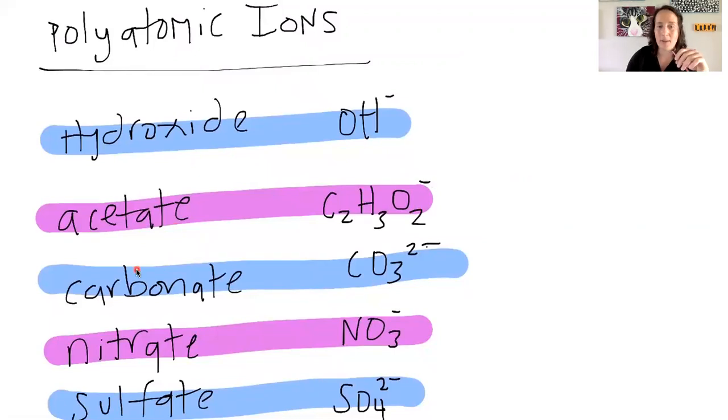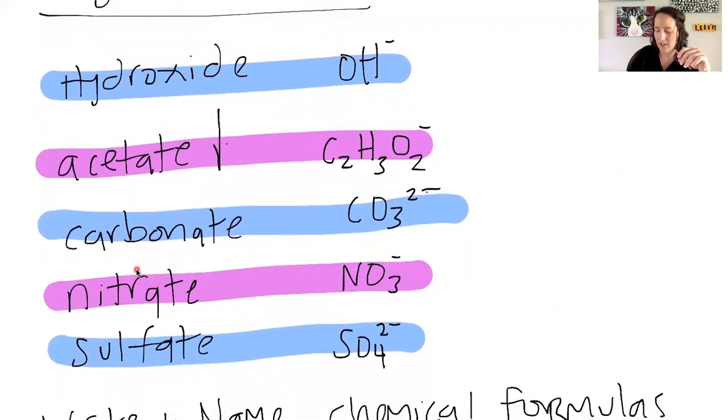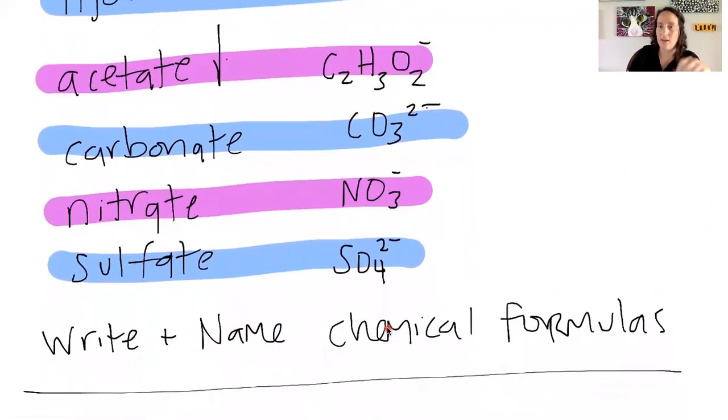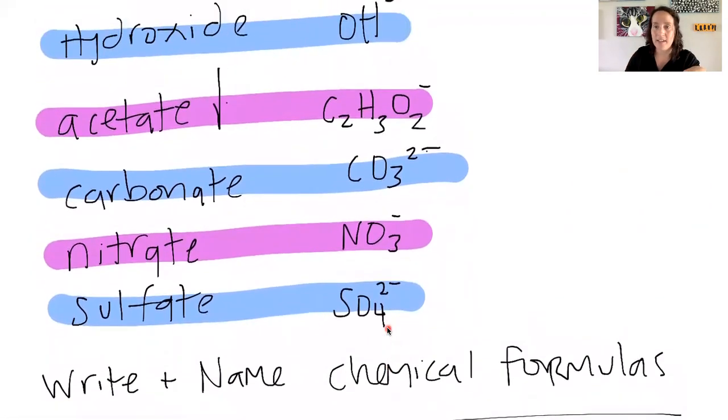We have our carbonate, CO3 2-. Each one of those CO3s carries a 2- charge. And we have a nitrate, NO3-, and then we have a sulfate ion, SO4 2-. So those I'm not going to ask you to memorize, but you can always look at that table. It's page 118. There's a few more you will be asked to work on in some of the problems.